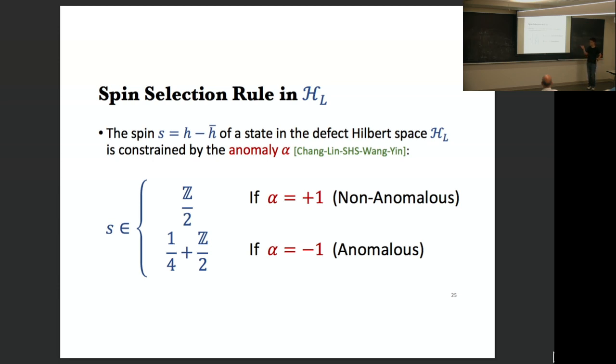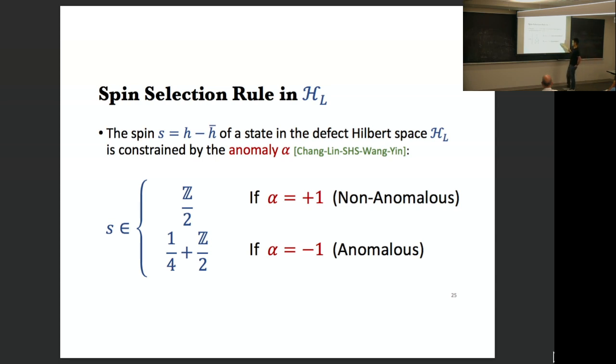As in the analysis on the previous page, this spin is constrained by the anomaly. So when it's non-anomalous, the spin can be integer or half integer. When the Z2 is anomalous, then it could only be one quarter plus an integer or a half integer. This is another way to see that when the Z2 is anomalous, you cannot possibly gauge the Z2 symmetry.